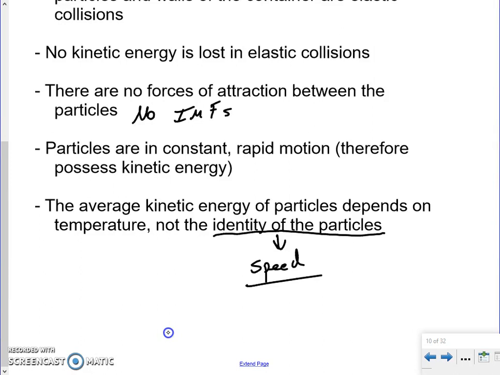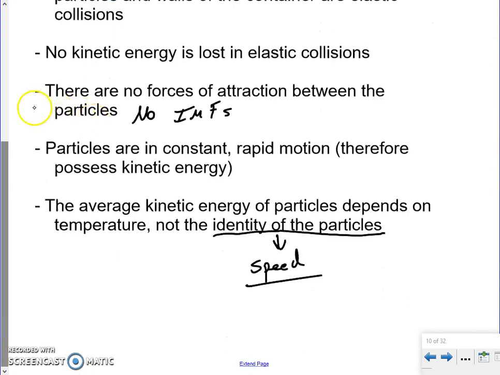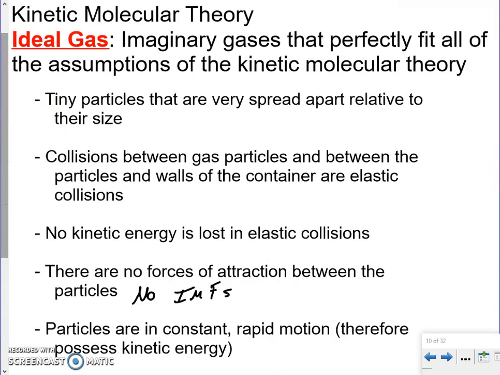They may not have the same mass, therefore they're not moving at the same speed, but they have the same kinetic energy due to the force of collision and everything else that's going on. So that's really why we have the kinetic molecular theory, so we can define an ideal gas.